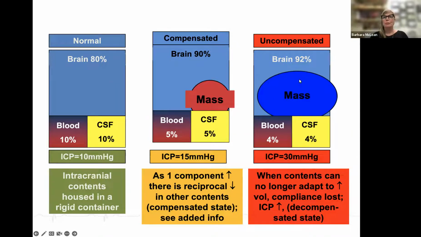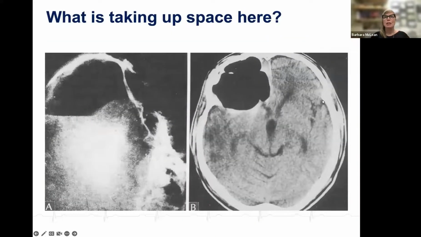Okay, so you'll see your mass got bigger and bigger. Okay, so you can see here what's taking up space. This is all blood, right? And it's taking up a huge amount of space. It's free blood. We've had a bleed. May not be intraparenchymal. It might be a subdural hematoma. It looks like it's a subdural hematoma. It's taking up a huge amount of space.